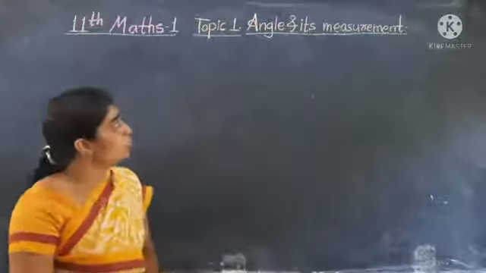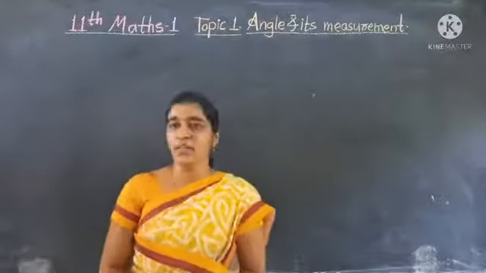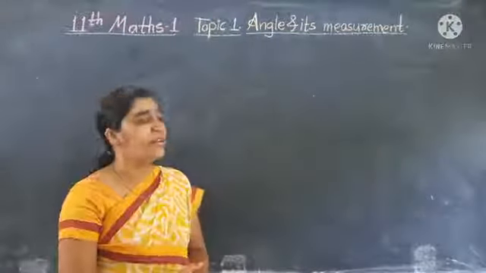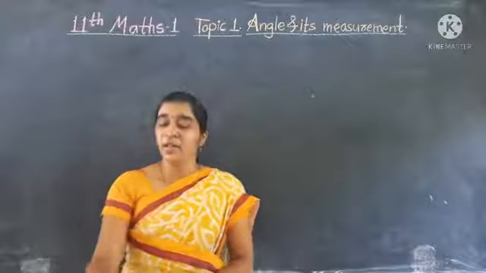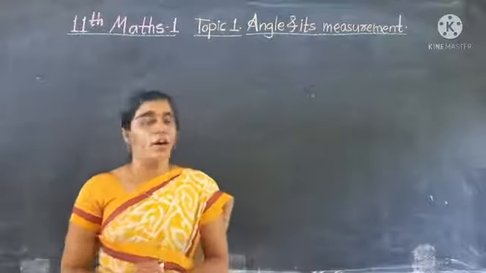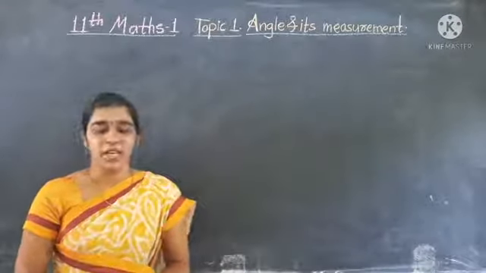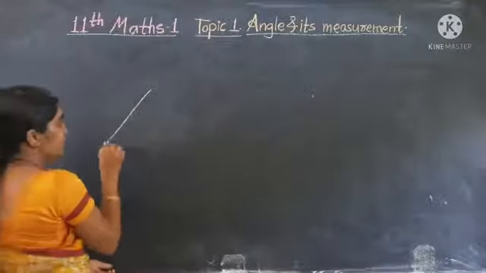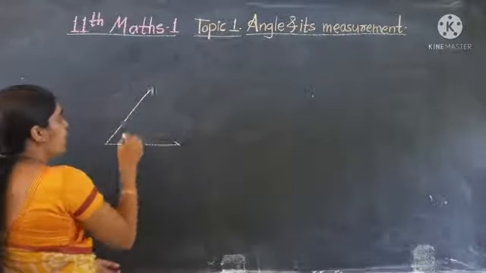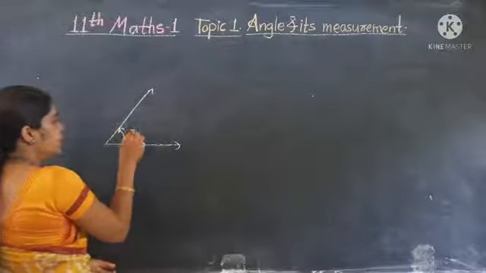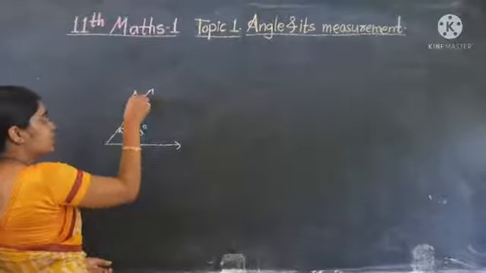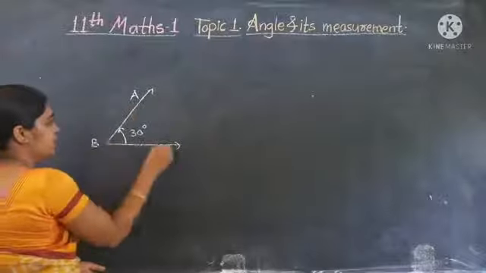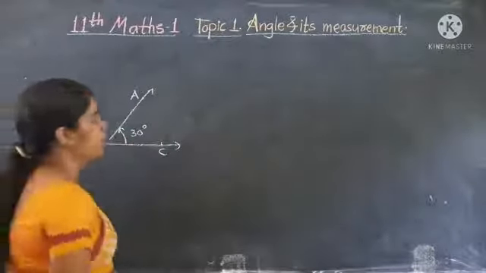Do you know the word angle? You had learned the word angle from 6th standard. You had learned how to draw angles of any measure. You know, we measure angles. See, this is an angle of 30 degrees. Suppose this is the angle ABC, which is an angle of 30 degrees.